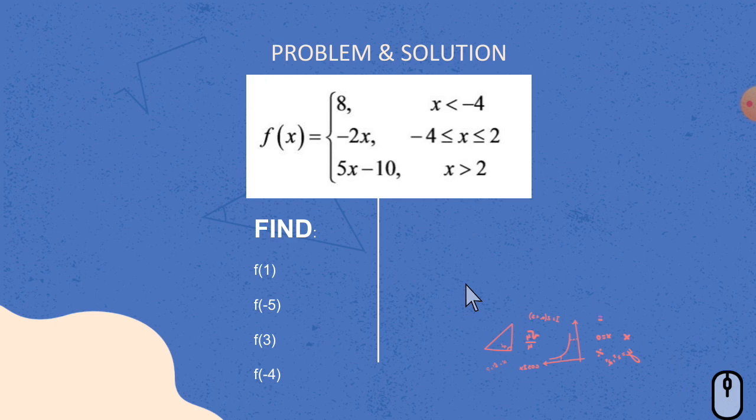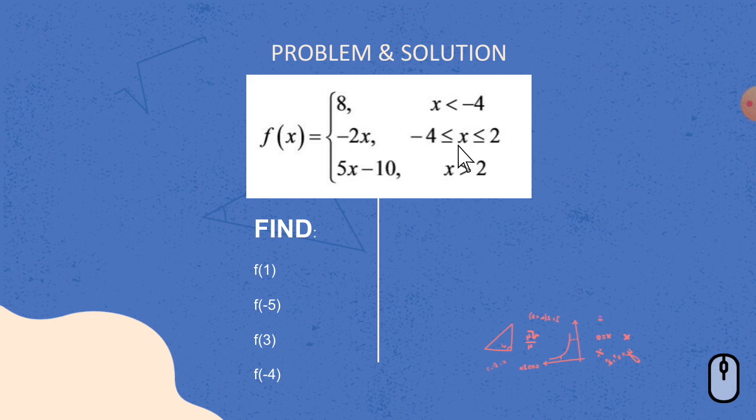Next, the f of 3. So, yung f of 3 natin, tignan natin yung value ng ating 3. Substitute natin ulit sa ating mga x. So, kapag sinubstitute natin yung 3 dito, 3 is less than negative 4. So, mali.